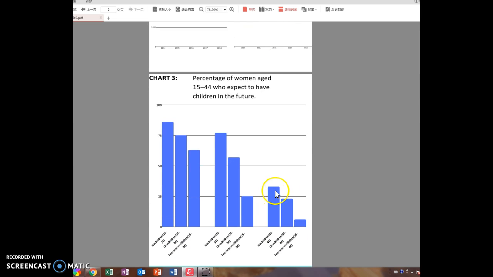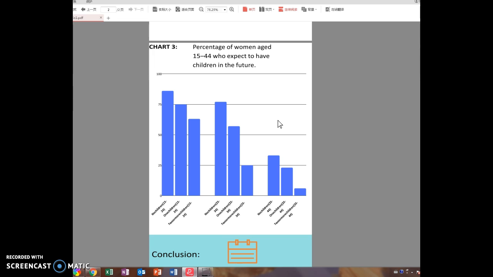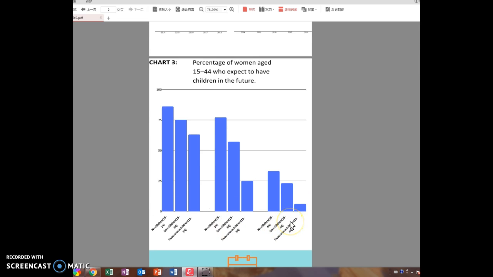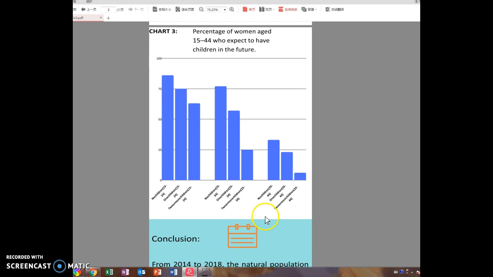in these 5 years. And my chart 3 is the percentage of women aged 15 to 44 who expect to have children in the future. And we can see from the table, the young women from 15 to 24 expect to have more children than the older women aged from 25 to 44. So there will be more child births in the future.